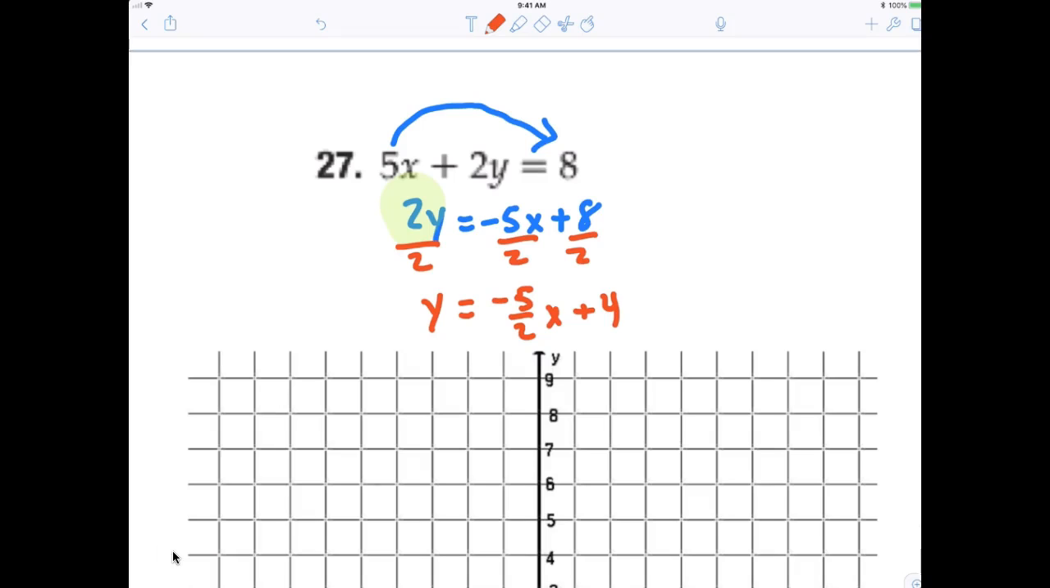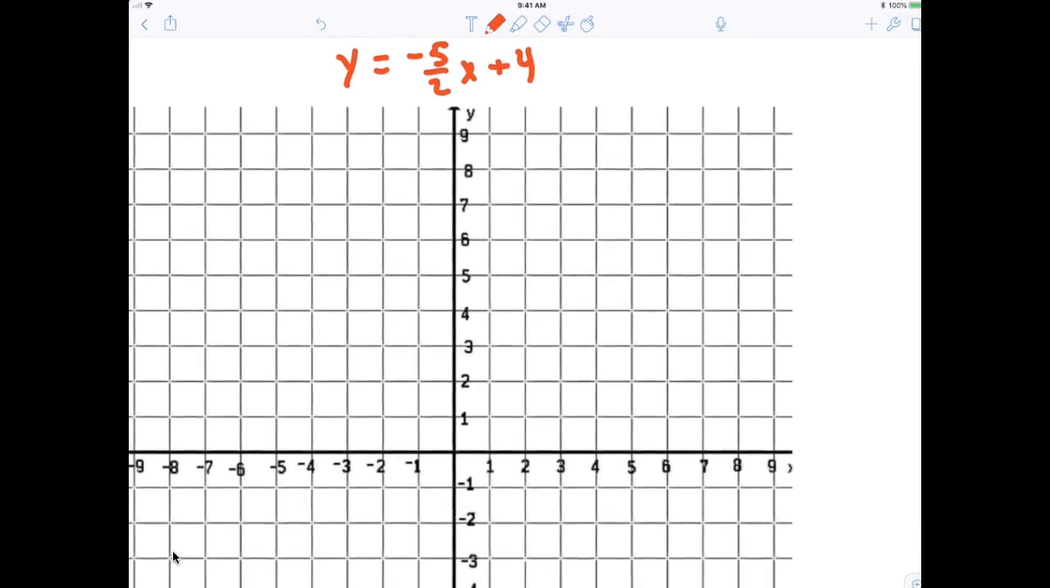All right, so hopefully you get this part right. So what do I do now? Positive 4. Yes, sir. Thank you. And now what? If the graph is negative 5 and 2, what would I do? Down 5, and then 2 to the right. Yes, very good. So down 5, to the right 2.